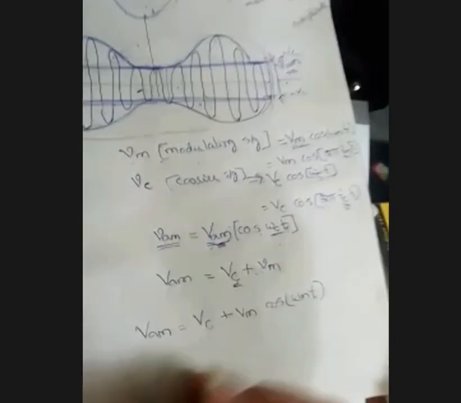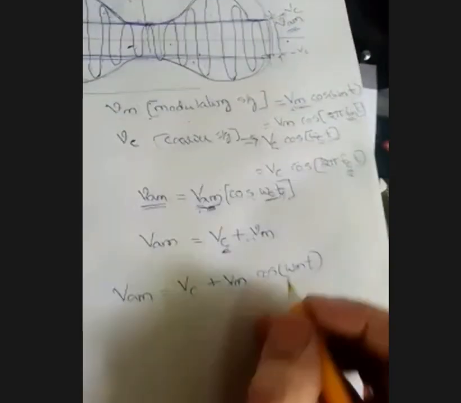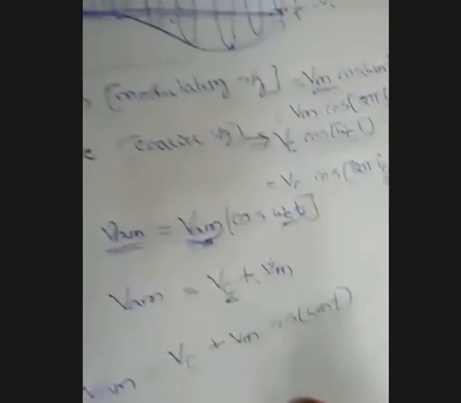Now in this equation, that is capital VAM is equal to VC plus, write down the equation for the VM. What is the equation for the VM here? Capital VM cos omega m t.